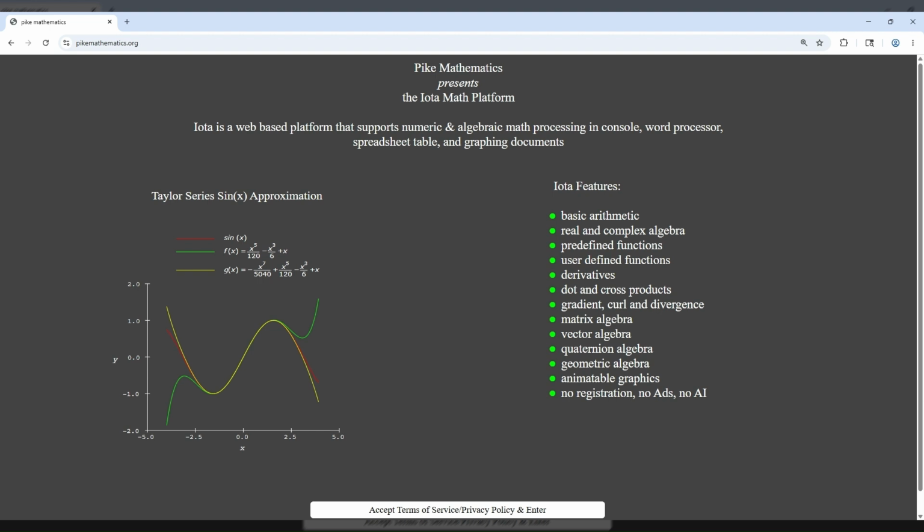Hopefully, you've had a chance to play around a bit with Iota on our website at pikemathematics.org. My intent today is to discuss the trig functions within Iota. After doing our introductory video, I wanted to follow up with another video that discusses all the many functions and operators in Iota. However, after surveying all that there is to cover, I've decided to break that topic into a series of 4 videos. Today, I will talk about trigonometry.